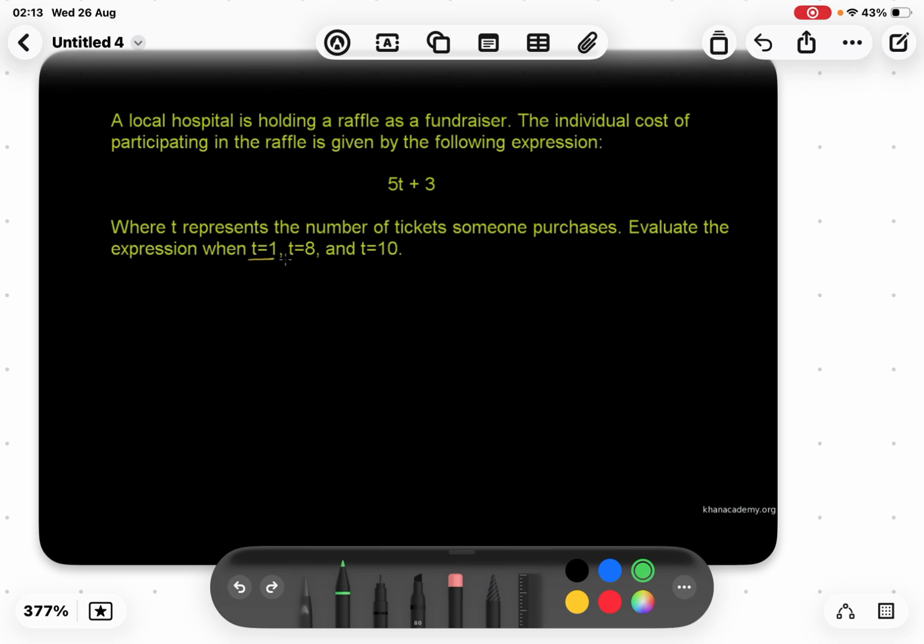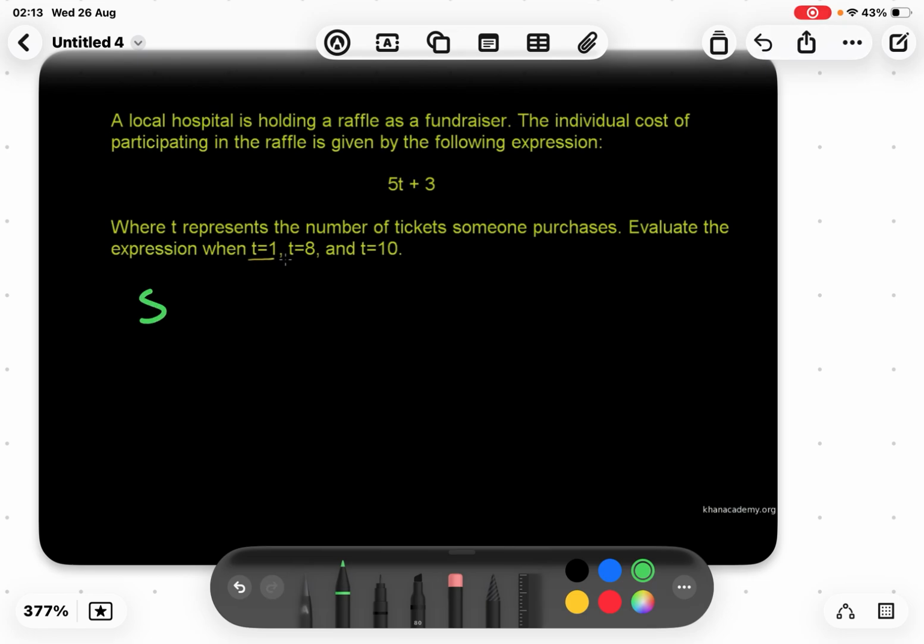It's a very good question to understand, because each time the answer will be different. It says evaluate the expression when T is given with 3 different numbers. So what you just do is replace the T with each number.